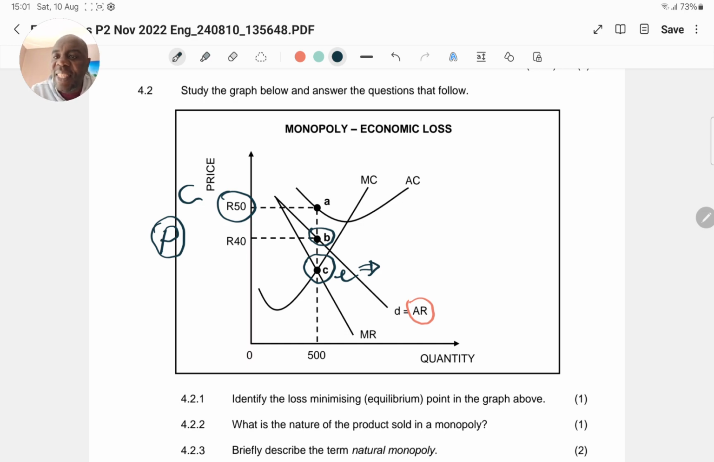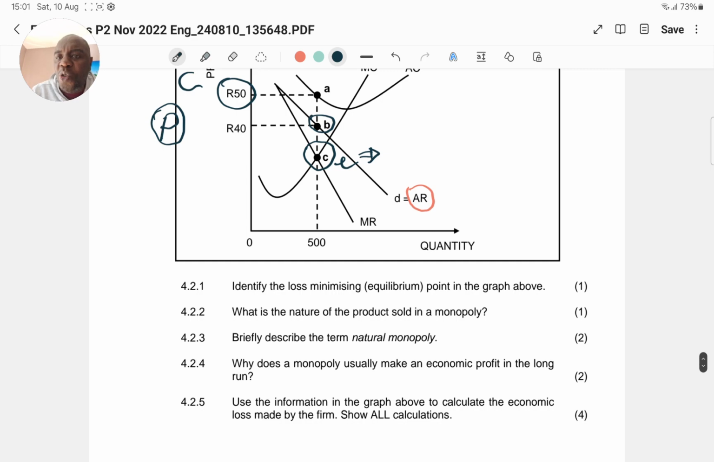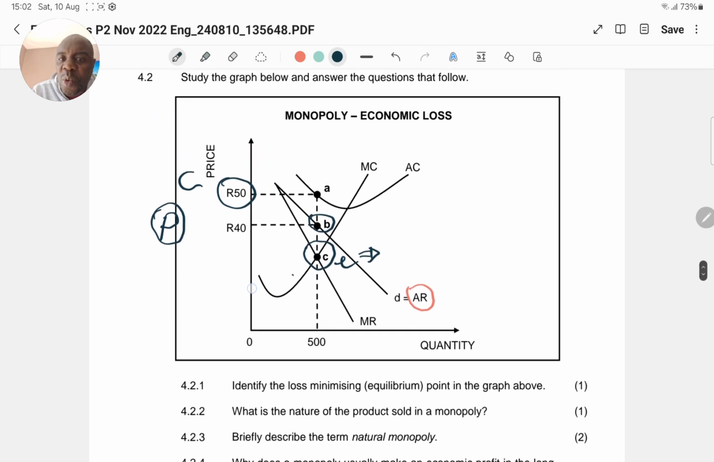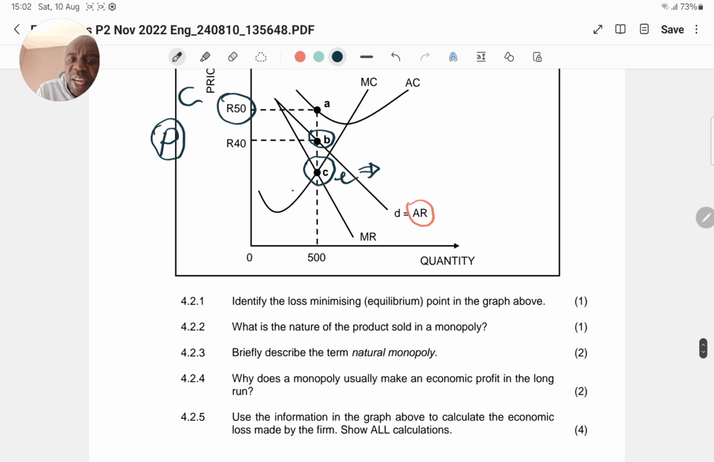So indeed, this diagram shows an economic loss. Now, let's answer the questions. 4.2.1. The first question says, identify the loss minimizing point or the equilibrium point in the graph above. You don't have to write stories. You don't have to think hard about it. We've already agreed that it's point C, because this is where average revenue and marginal cost are intersecting. So for you to get that 1 mark, all you had to do was to write letter C there. Then you get your 1 mark there.